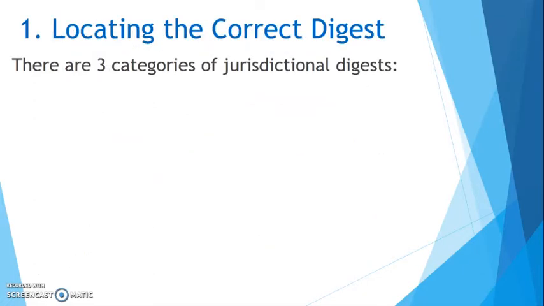So first, you must choose the digest that covers the jurisdiction that governs your problem. Just as there are different reporters containing cases from different jurisdictions, there are also different sets of digests. So the first step in finding cases is choosing the right digest set. And there are 3 basic digest sets.